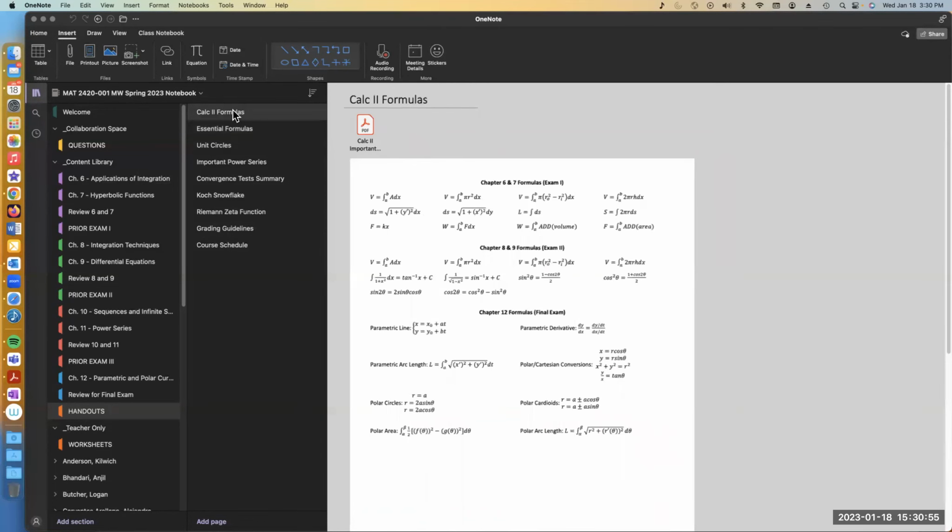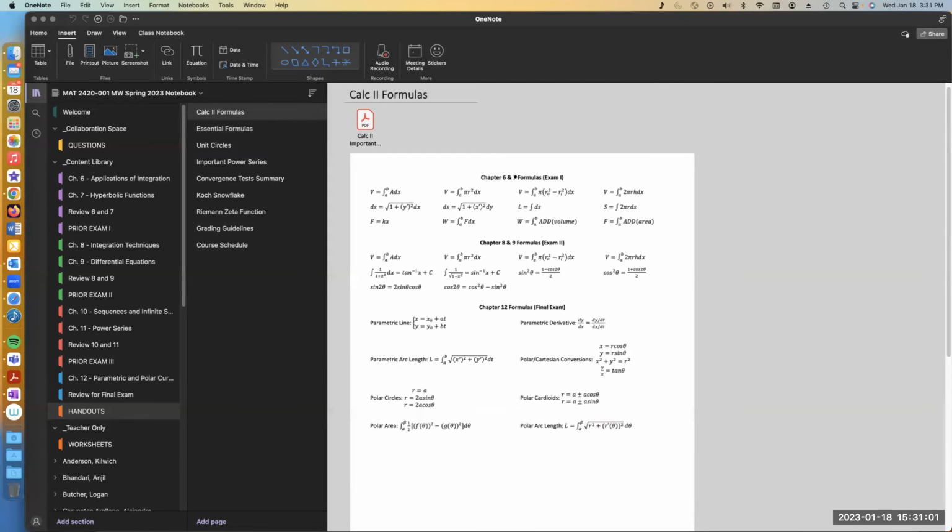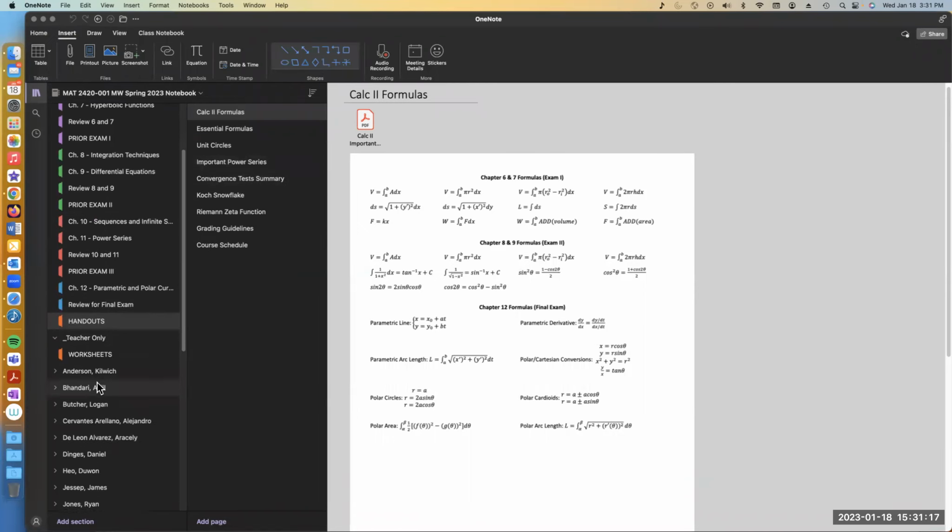And then this is just a summary of the Calc 2 formulas. These are the ones that you're going to learn this semester. I've got them broken down by the chapters, 6 and 7, 8 and 9, 12. 10 and 11 are missing because these are 10 and 11 right here. These two files there, those are 10 and 11. So again, everything is right here, very simple.